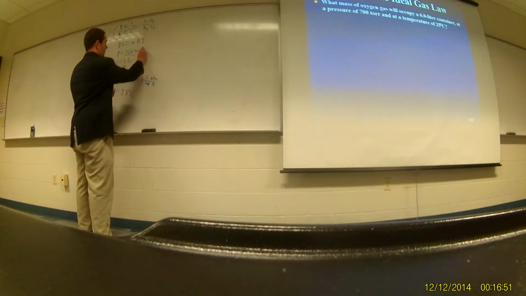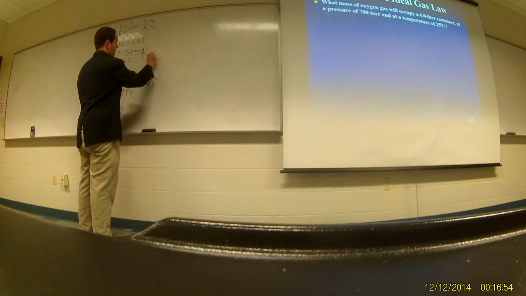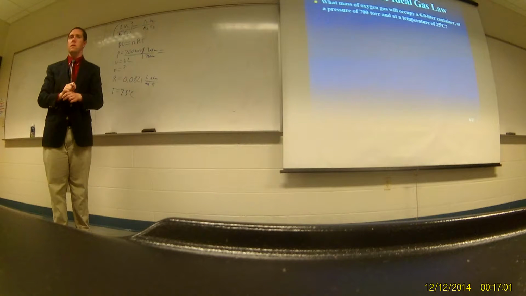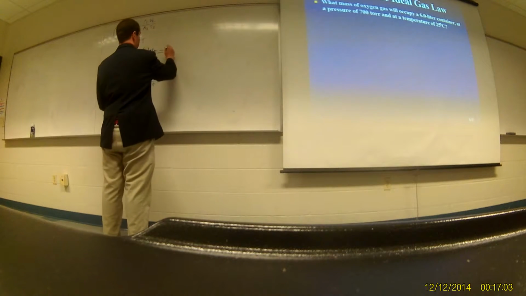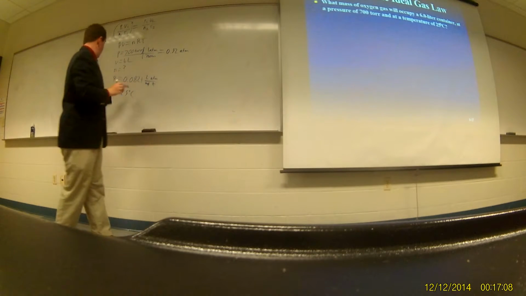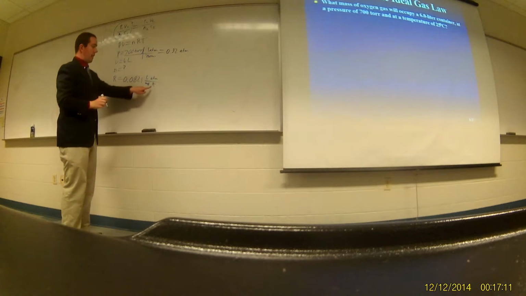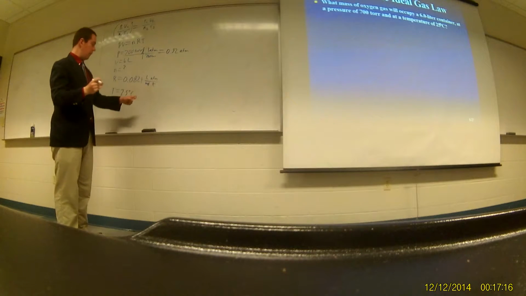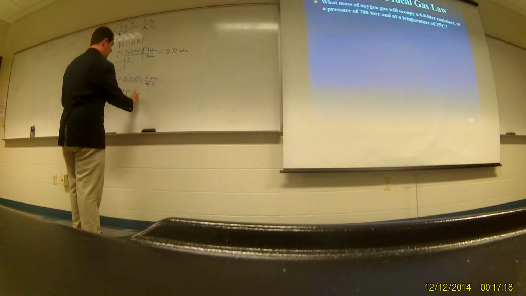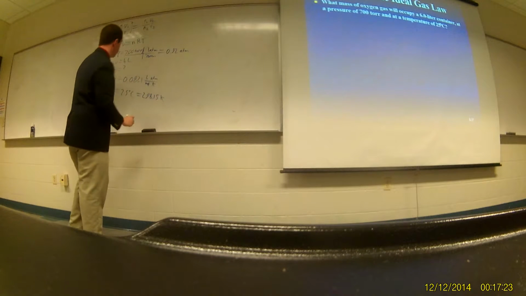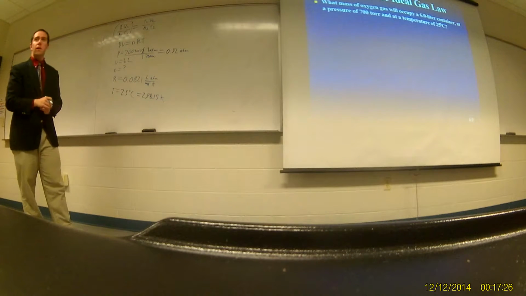And so, what's 700 divided by 760? 0.92. Thank you. 0.92 atmospheres. T has to be in Kelvin. It's a different gas law, but it's still gases. And so we want Kelvin. 298. Thank you. Kelvin. Now we have the right units.